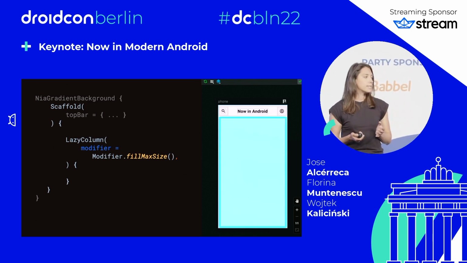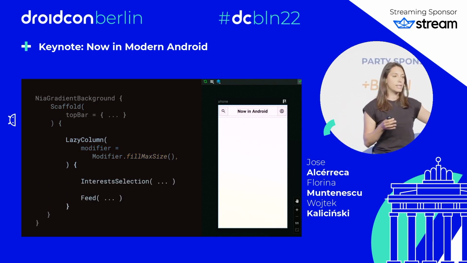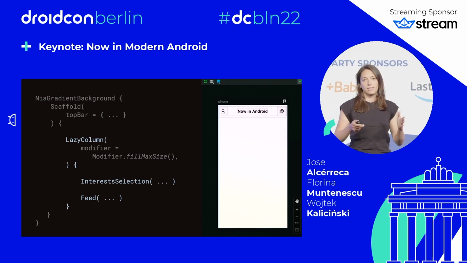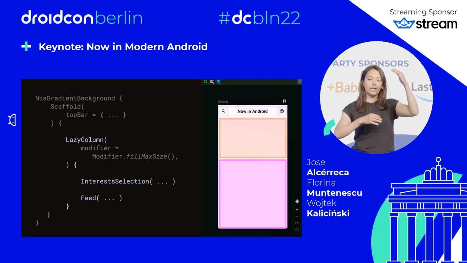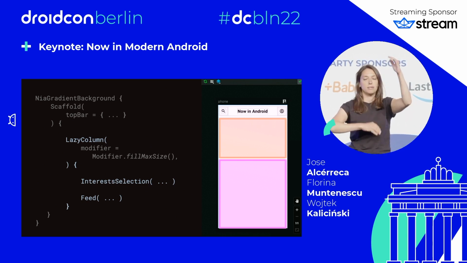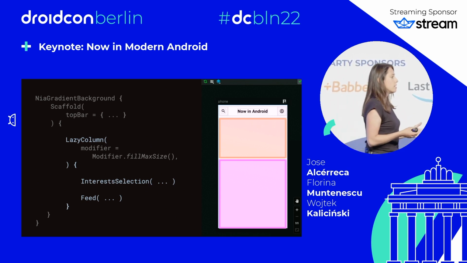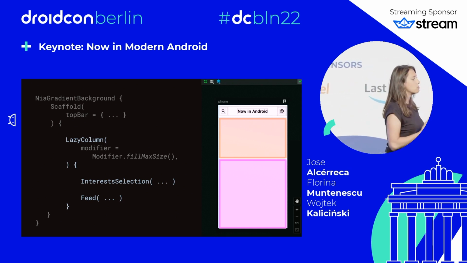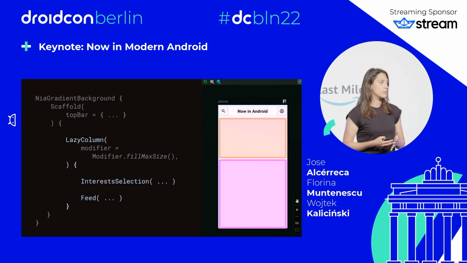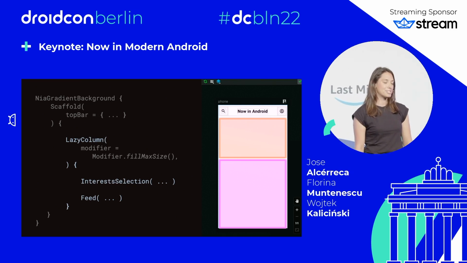And then inside the lazy column, I have two things: the interest selection and the feed, so two elements. And here I have a lazy column. So this means that these items will be displayed vertically, and each item will just take as much space as it needs. So with very little code, we implemented the basic structure of this screen in a recycling list of content. It's just so easy to understand how the content is laid out.